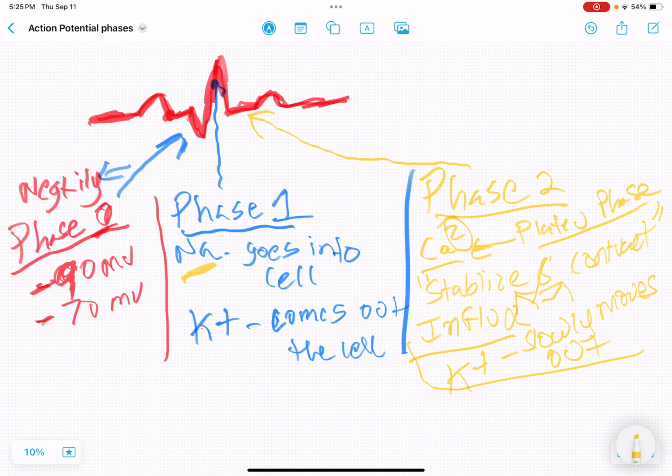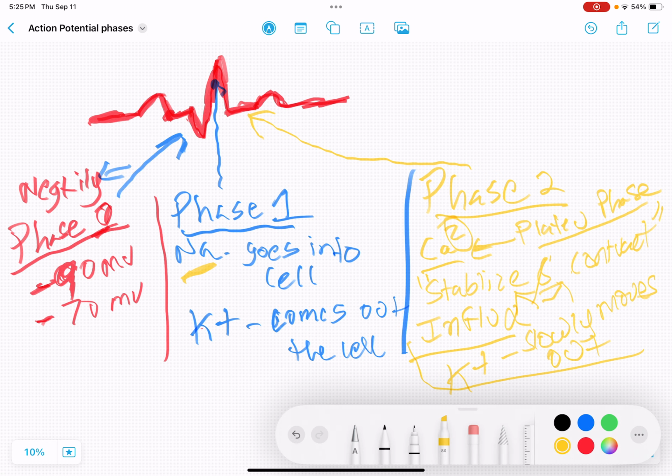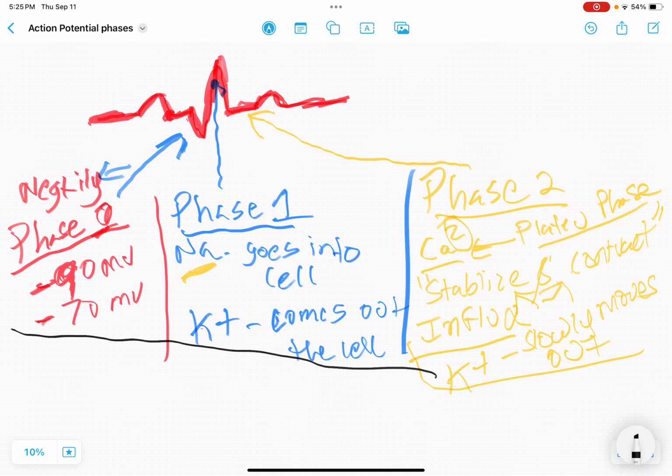And now I'm going to go over here to phase 3. I hope we still have a little bit of time to write right here. Now we're going to go to phase 3, and remember what I mentioned about phase 3? Phase 3 is usually the final phase of repolarization, which is going to be somewhere around this area right there.